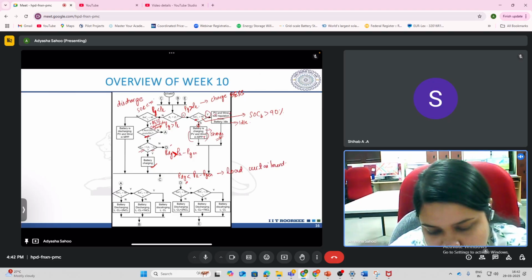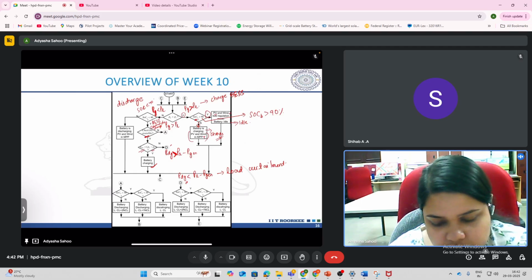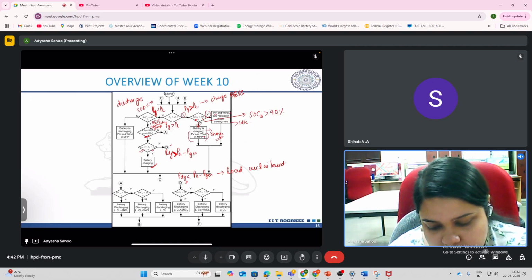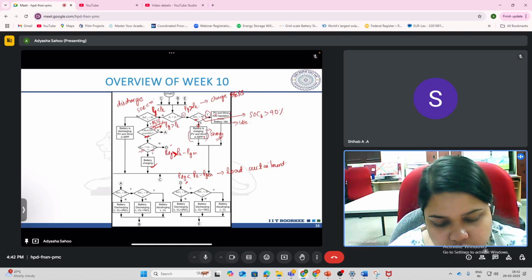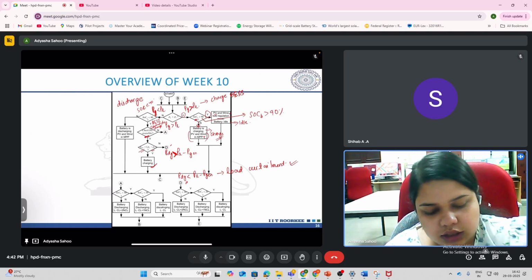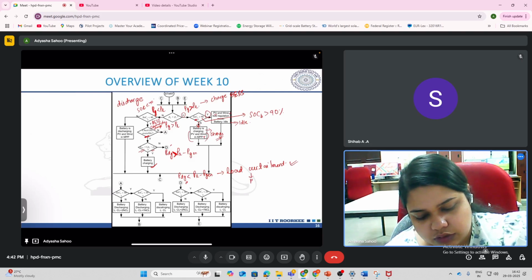So what happened here? You checked the battery condition, and you found out that the battery does not have enough power. Battery SOC was less than 40%. Then you checked DG. Again, DG was not available. So you have to go for load curtailment. Now, which load you will curtail will depend upon the priority of the load.